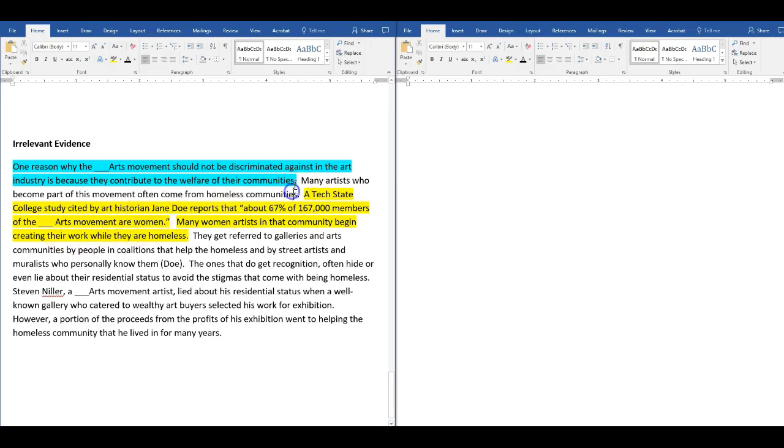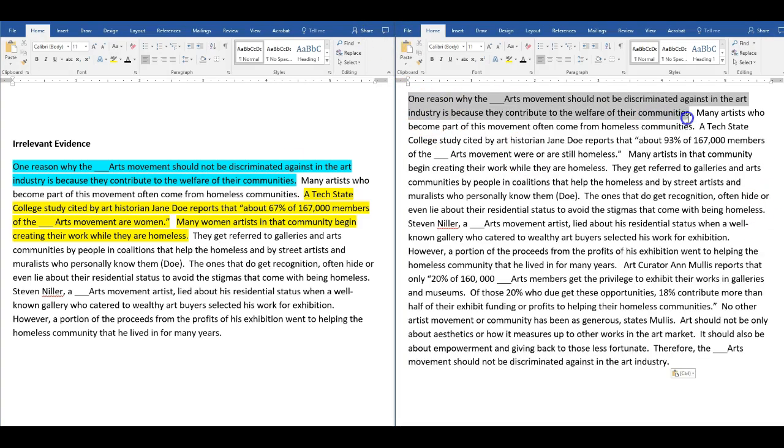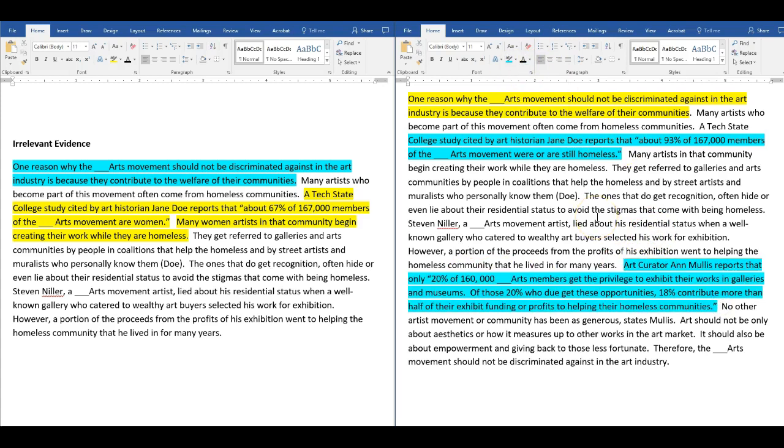But again, the topic sentence wasn't about women in this art movement. It was about how artists give back to their communities. We want the evidence to directly relate to the topic sentence. So we want to make sure that we have that, and we grab evidence from our sources that have everything to do with what we're talking about. We have to first understand what our topic sentence is and where we want to go with the paragraph before hunting for evidence that is going to support our paragraph.